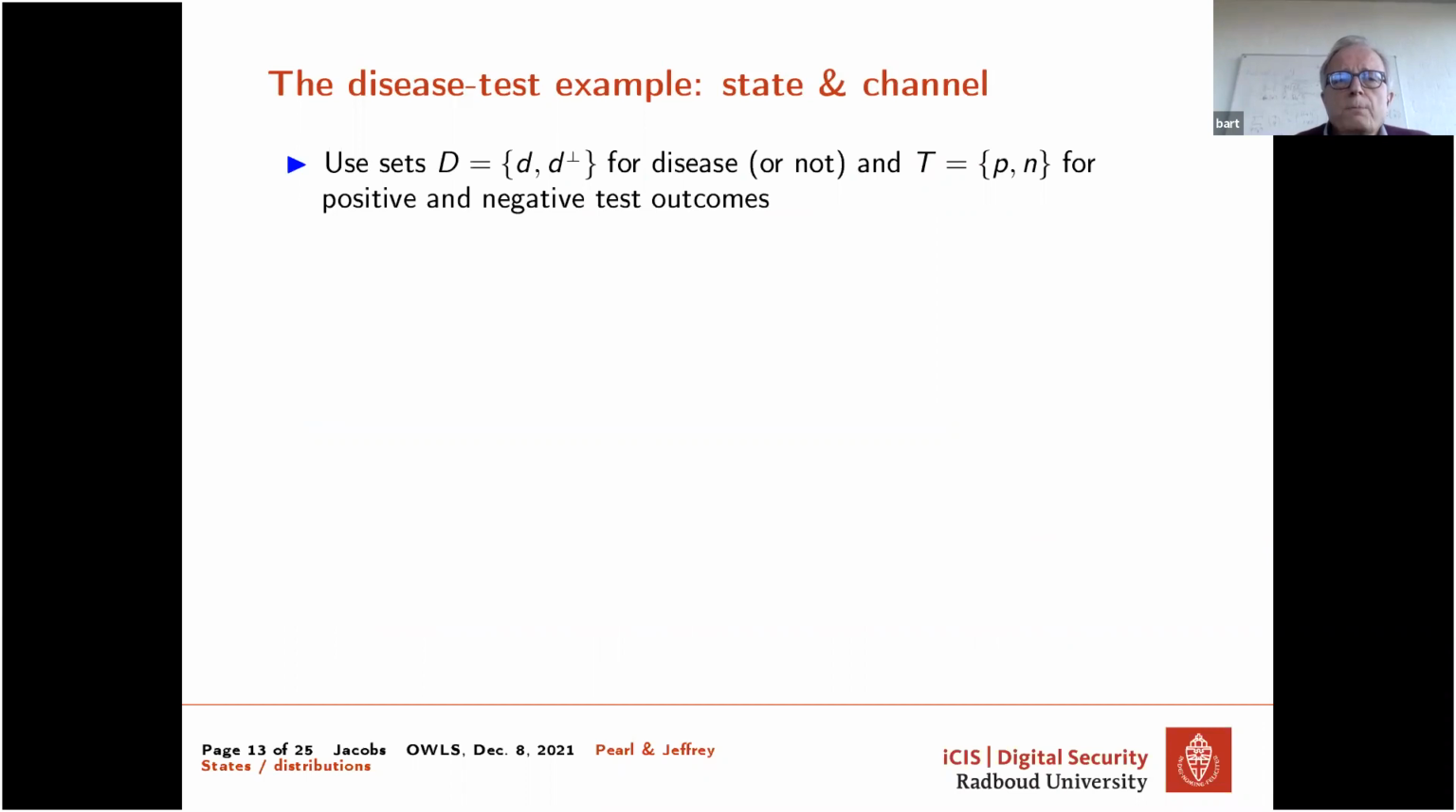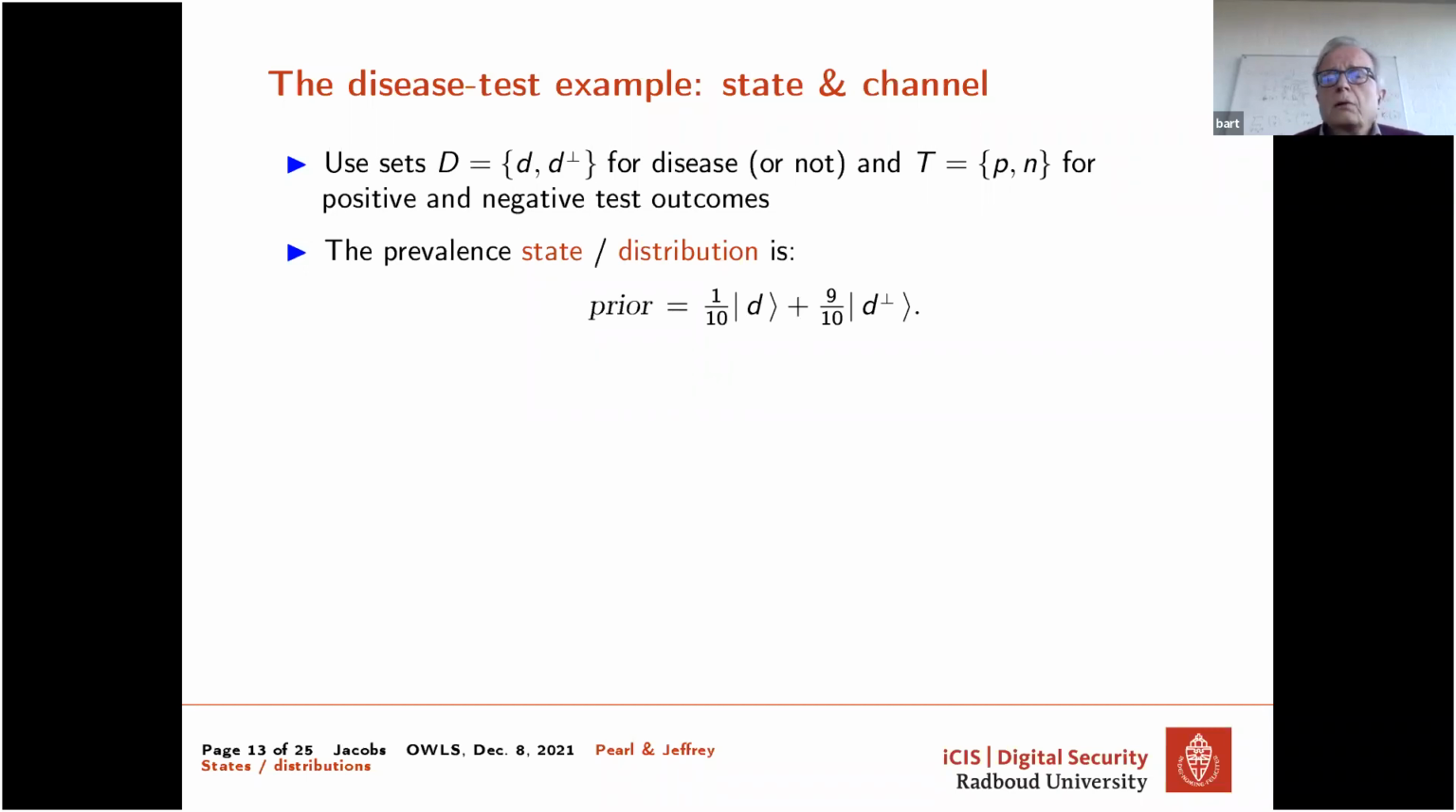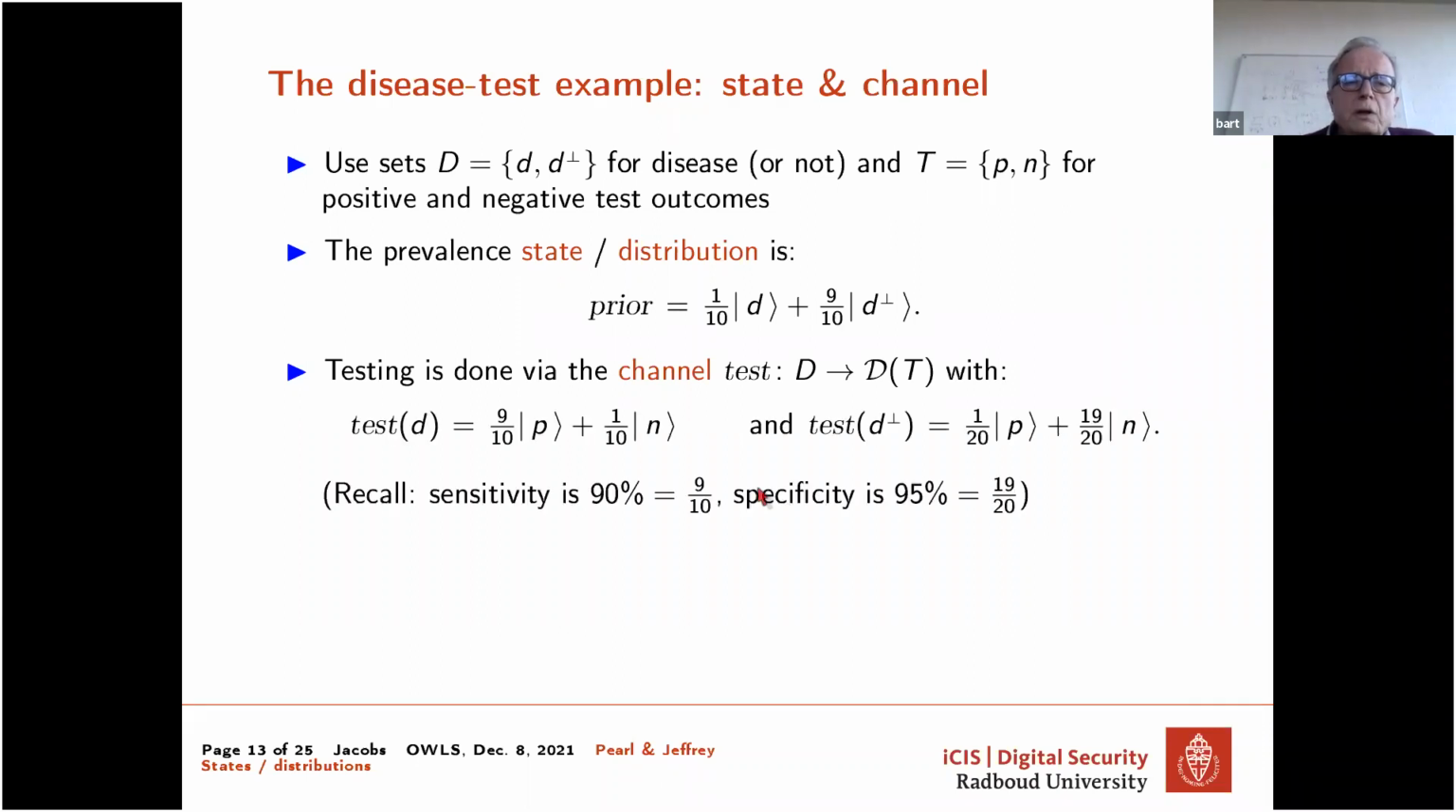How does it work? Let's see an example for the state and channel in the disease. Uses set D and not D for disease and non-occurrence of the disease, and the test can have a positive and a negative outcome. And the prior distribution looks like, remember, we had 1/10 probability that someone has the disease, so it's 1/10 of D and 9/10 of not D. And the channel is a function from D to distributions on the test. If the disease is present, then the test has a 90% likelihood of being positive and a 10% likelihood of being negative. And if you don't have the disease, there's a 5% chance that the test is positive and 95% probability that the test is negative. So in this way, you can capture the prior, the prevalence, and the sensitivity and specificity via a channel.